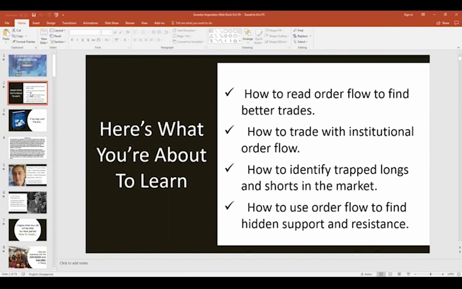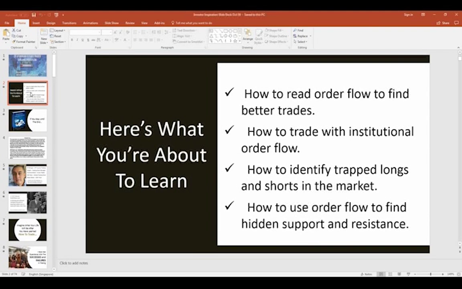So what you're going to learn today is how to read order flow to find better trades. As a trader, you always want to be finding better trades, and it's as simple and as stupid as that sounds. It's not always easy. One of the things a lot of traders struggle with is what I call borderline trades: trades that are almost there, that sort of make sense, but they take it because it looks right, and it's actually a bad trade. With order flow, you can understand what's happening in the market a bit better, and I'm going to show you.